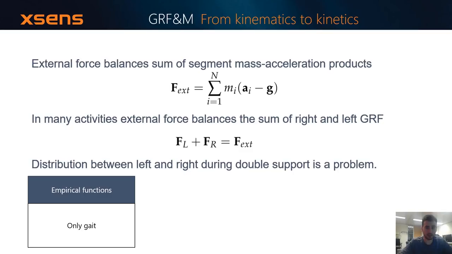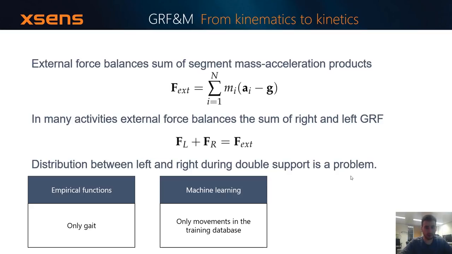One method is mainly based on an empirical function, which depends on gait events and on the observation that the transition of its force component follows an exponential decrease. Another method that has been proposed is based on machine learning, where supervised learning can be used to map input movements to output forces or force distributions. However, these two methods actually are only applicable on either gait or on the database of movements that we have.